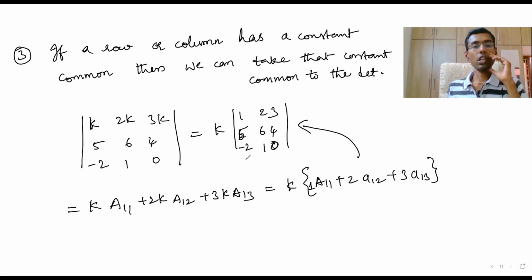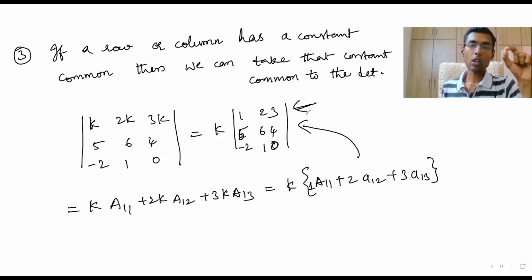So that means any entire row, if entirely a constant is there, you can take that constant. That means, in matrix you can't do that. In matrix, you don't get confused. In matrix, you can't take common from a row or a column.